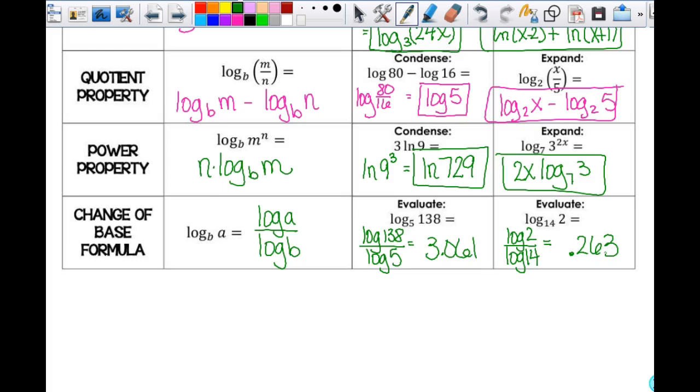Now, I want everybody to get their ISNs out and put them on the table right now.